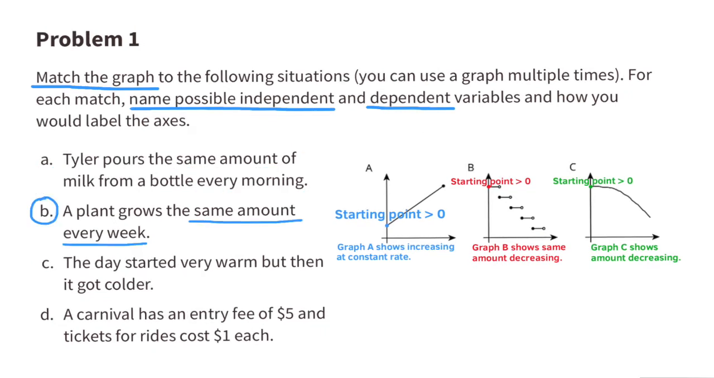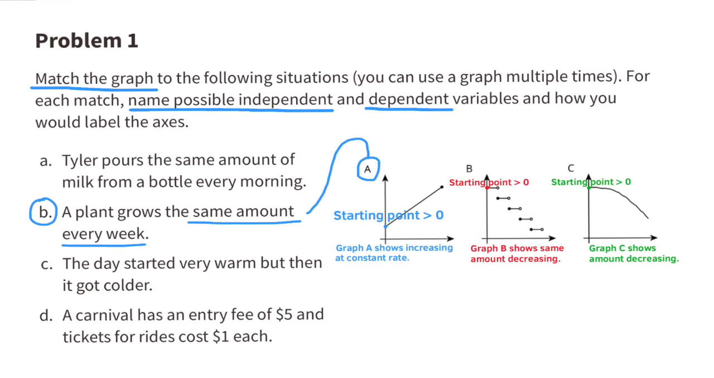B. A plant grows the same amount every week. That matches graph A. As you can see, the starting point of the graph is the size of the plant when it was planted, and then each week it grows at a constant rate.